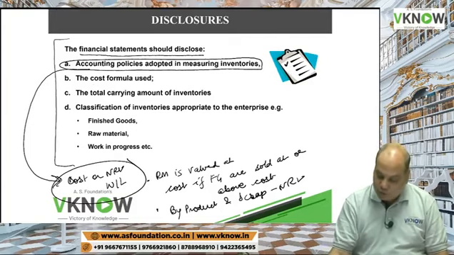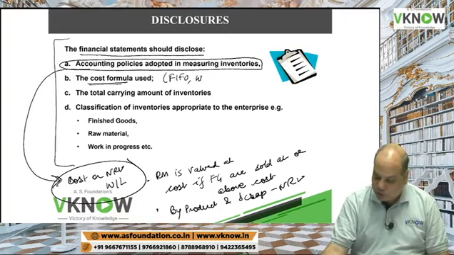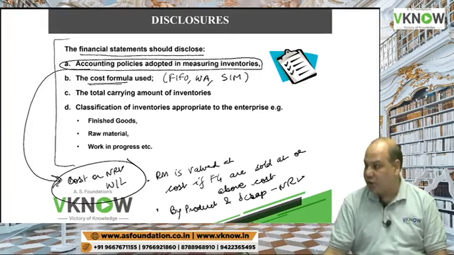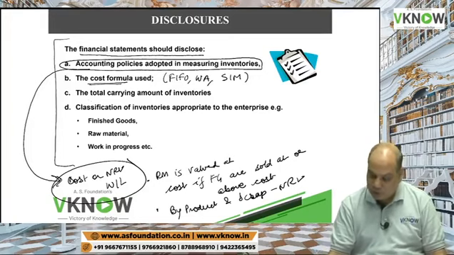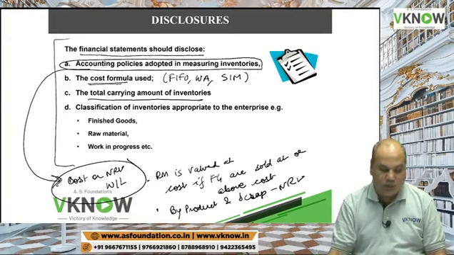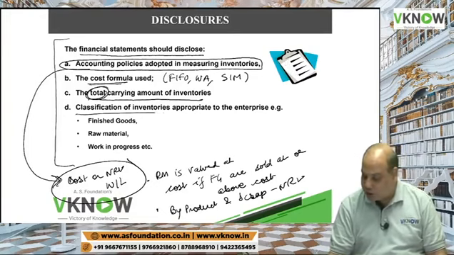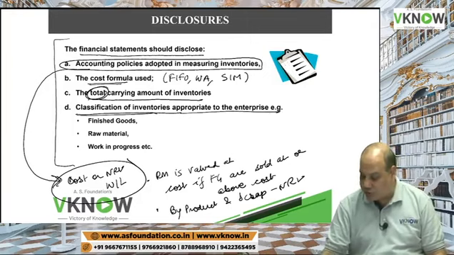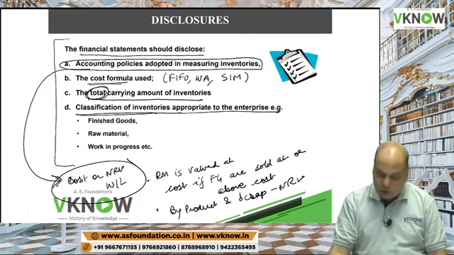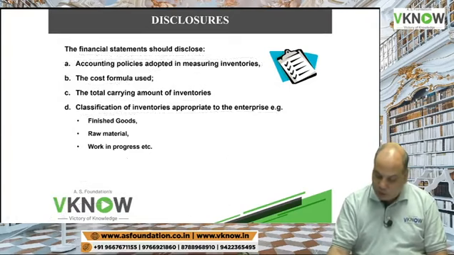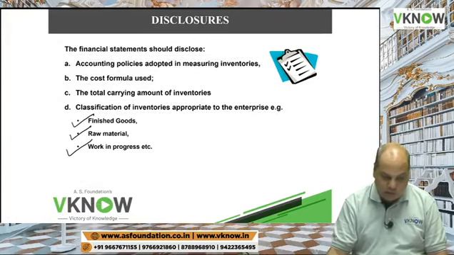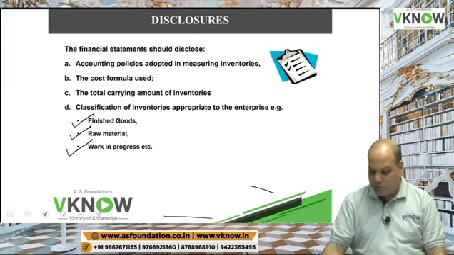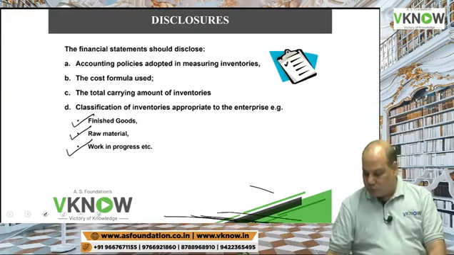Okay. Then you have to disclose the cost formula used. You have to disclose whether you are following FIFO, weighted average or specific identification method, SIM. You have to disclose the total carrying amount of inventory, that is, the total value of your inventory, and the classification of inventory appropriate to the enterprise. So inventory will be classified into finished goods, raw material or WIP. Is it right?